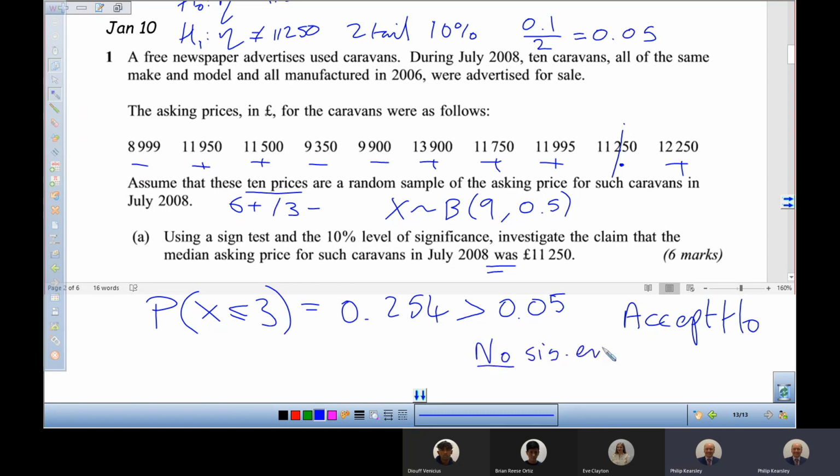No significant evidence to suggest the median asking price for a caravan was, be careful with this, not. The reason why he puts in not is because of the actual way that it's phrased, test for whether it was 11,250. That's your null hypothesis. That is H1.